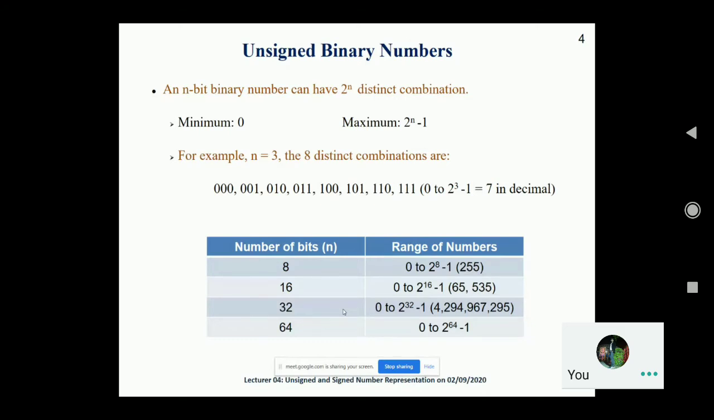Here we are using this particular 000, 001, 010. All behave like a magnitude. We are not using any sign bit concept here. So this type of number is called unsigned binary numbers. Any doubt?